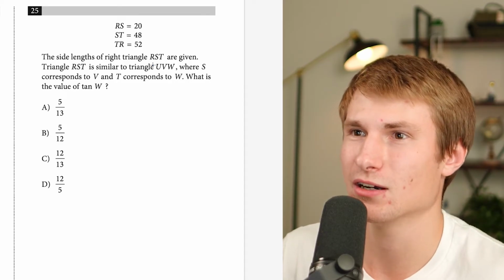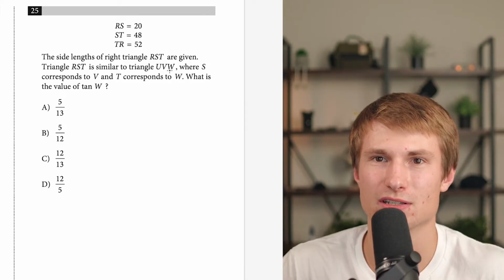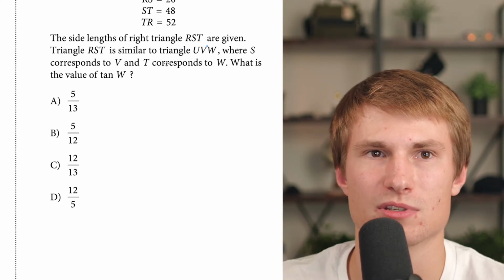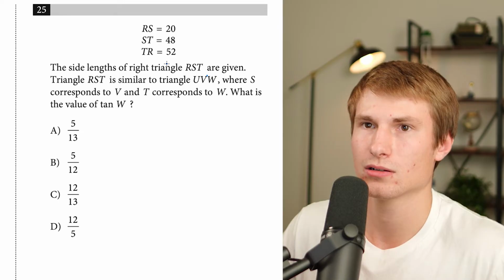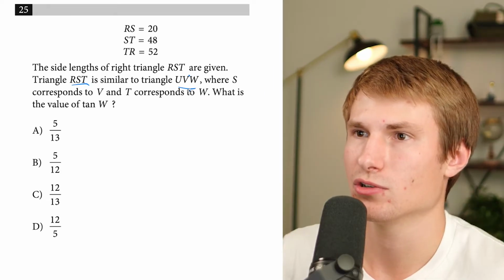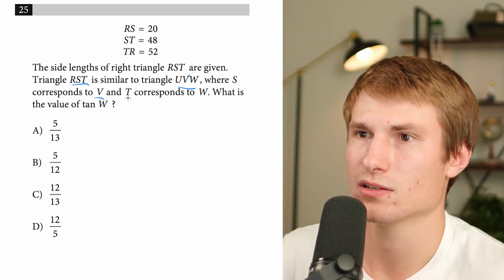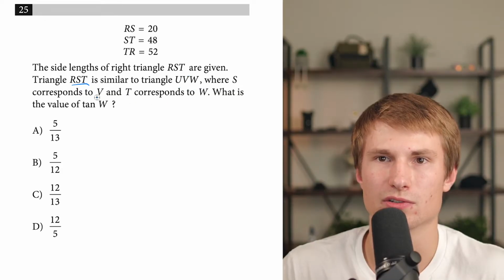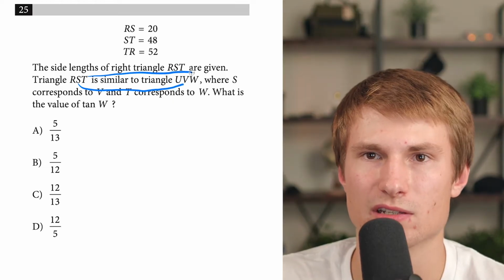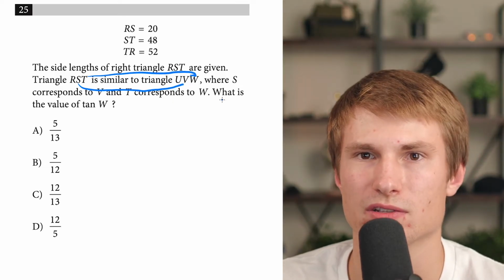We've got side lengths of right triangle RST are given. Triangle RST is similar to triangle UVW. Here, let me zoom in so you guys can see that a little bit better. All right, there you go. So triangle RST is similar to triangle UVW, where S corresponds to V, T corresponds to W. Okay, so let's just quick write this out. So S corresponds to V, that's good. T corresponds to W. All right, so it's just in the order, that's good.